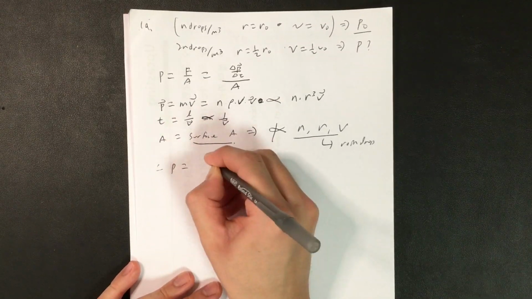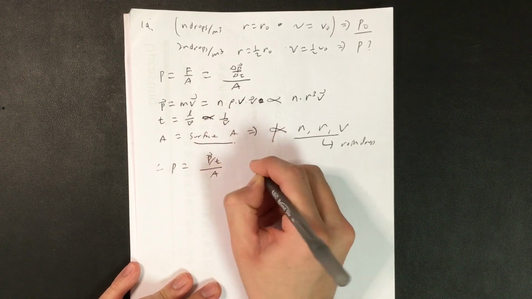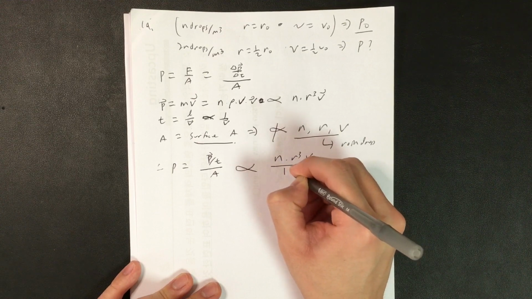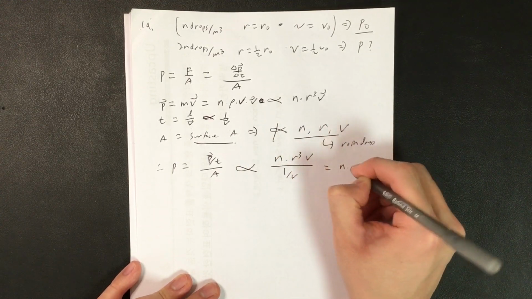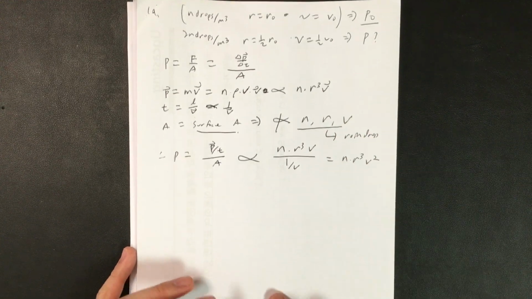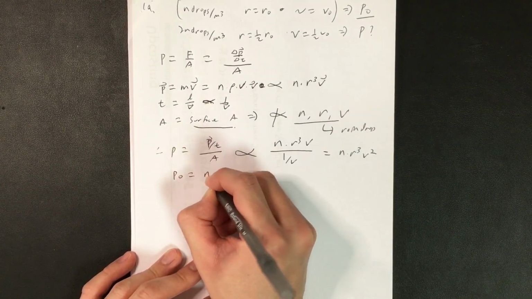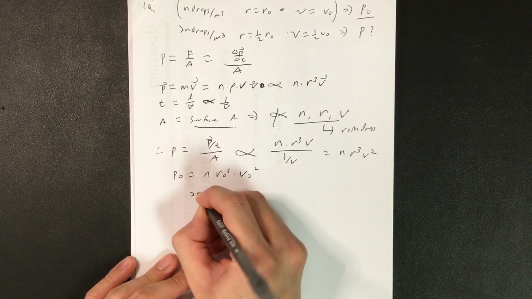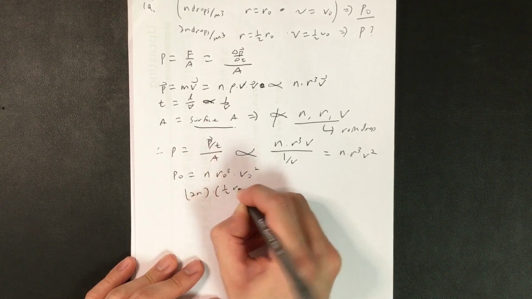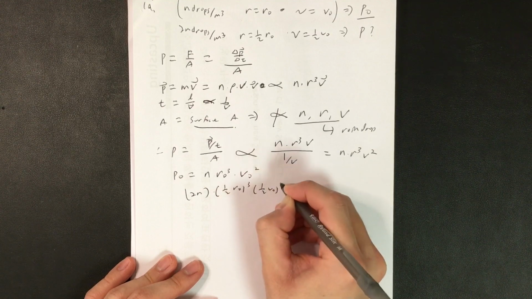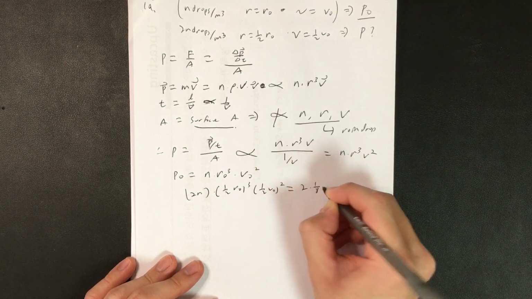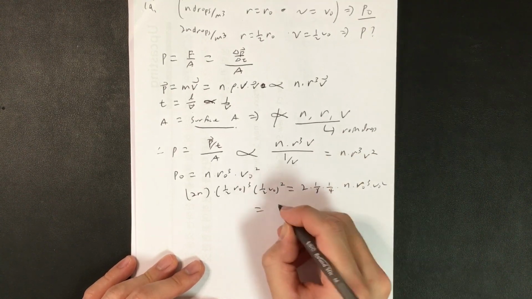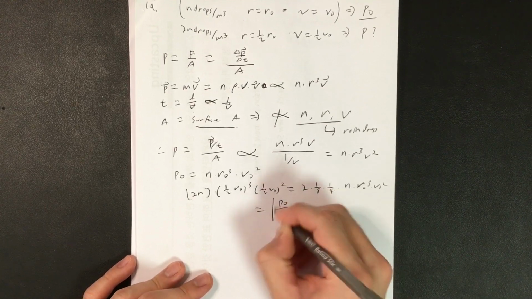Therefore, pressure, which is momentum over time over area, will be proportional to n times r cubed times velocity over 1 over v, in which this equals n times r cubed times v squared. So if p naught equals n times r naught cubed times v naught squared, then 2n times 1/2 r naught cubed times 1/2 v naught squared equals 2 times 1 over 8 times 1 over 4 times n times r naught cubed times v naught squared, in which this equals p naught over 16.